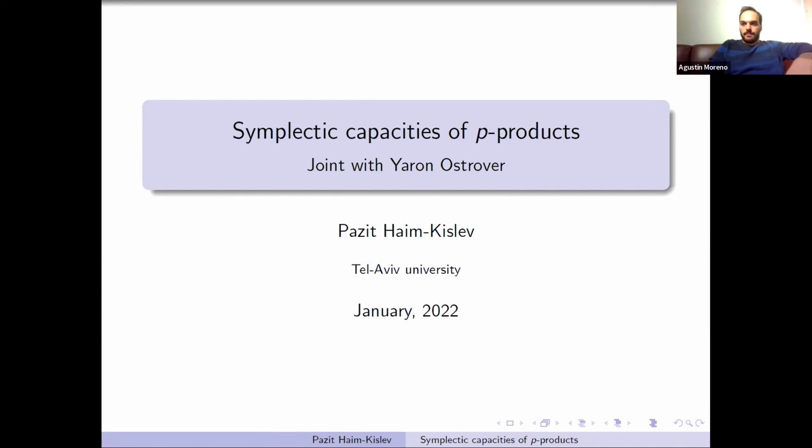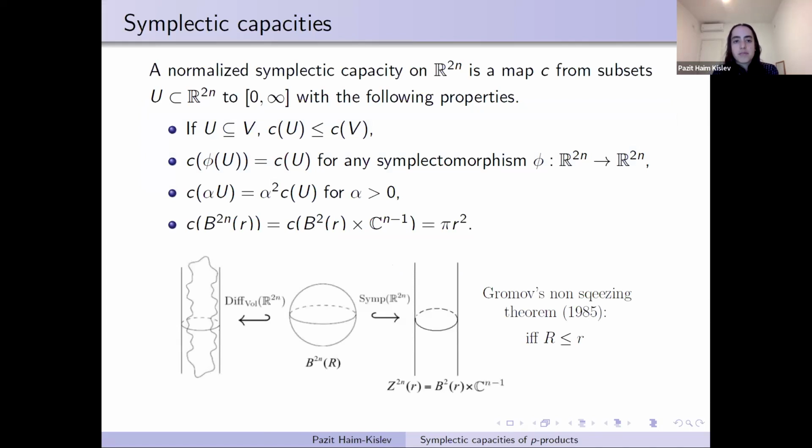Today I'm going to speak about the symplectic capacities of P products. This is a joint work with Yaron Ostrover. So let me start by reminding you what a symplectic capacity is. It's a way to roughly measure the symplectic size of subsets of R^2n. So we want a function which assigns a number to each subset, which satisfies these four properties.